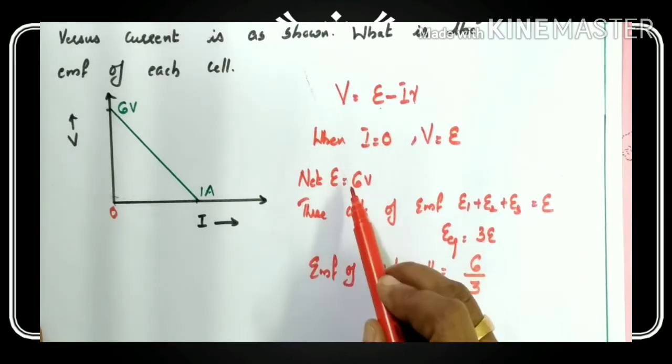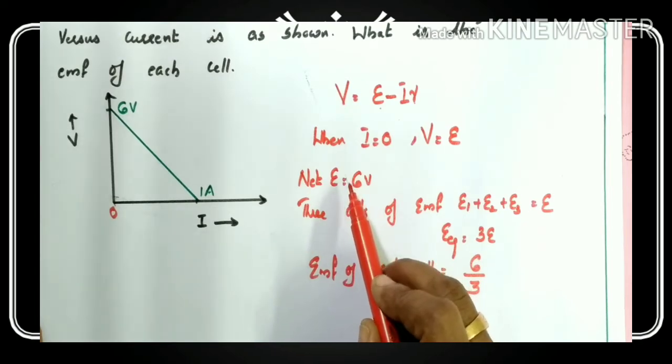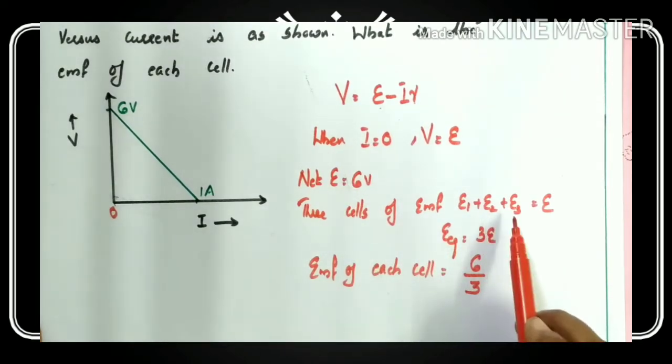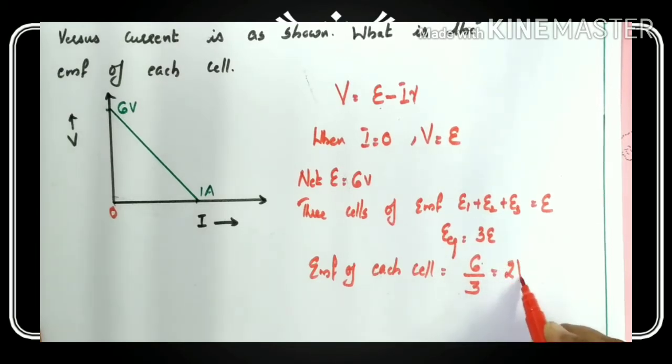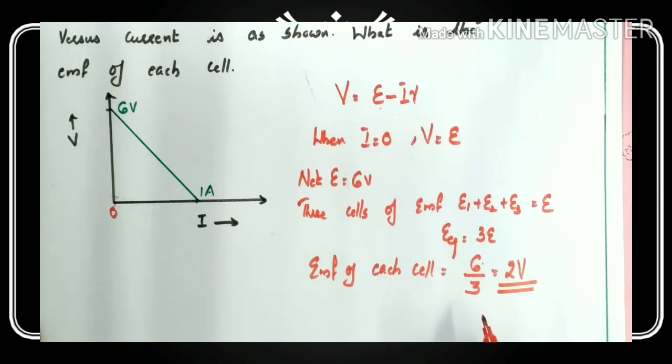So total EMF is 6 volt. That means the sum of the EMF of all the three cells is equal to 6 volt. And if the cells are connected in series, we know total EMF is E1 plus E2 plus E3. So total EMF is equal to 3E, which is equal to 6 volt. So what is the EMF of each cell? 6 divided by 3 equals 2 volt. So from the graph itself we can directly find out the EMF of each cell.